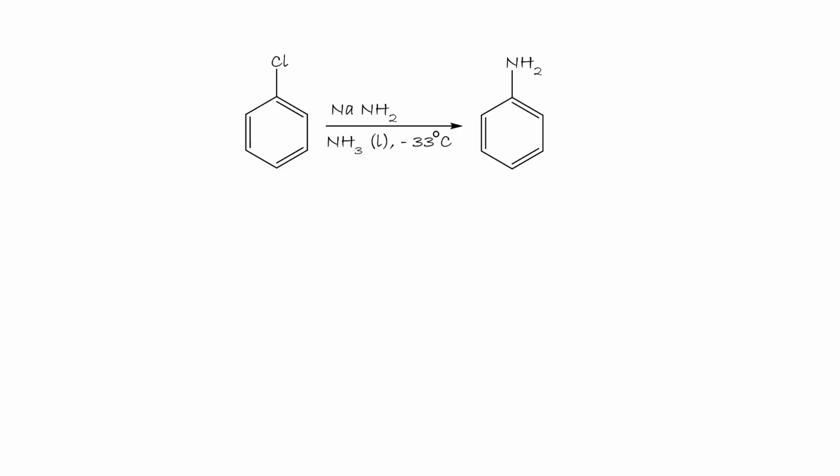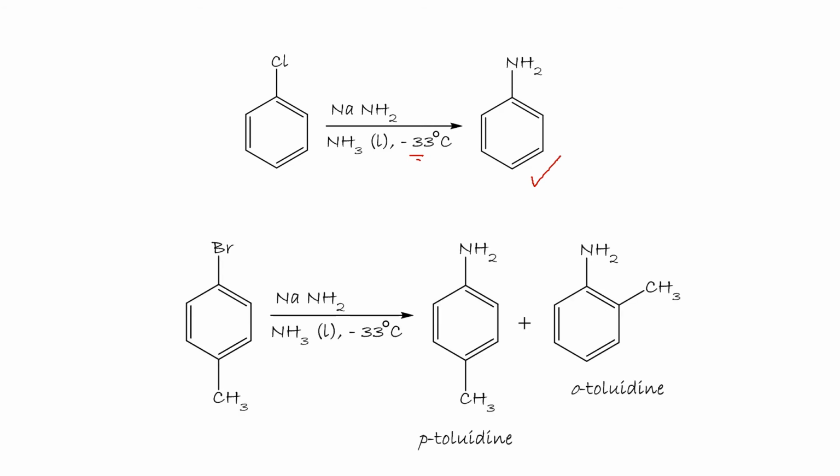So if we take chlorobenzene with sodium amide in liquid ammonia at minus 33 degrees, we get aniline. To understand this, chemists started looking at a substituted halo compound like para-bromotoluene. When it reacts with sodium amide in liquid ammonia at minus 33, they got para-toluidine and ortho-toluidine. It's not just a simple addition-elimination reaction. Something else is going on.